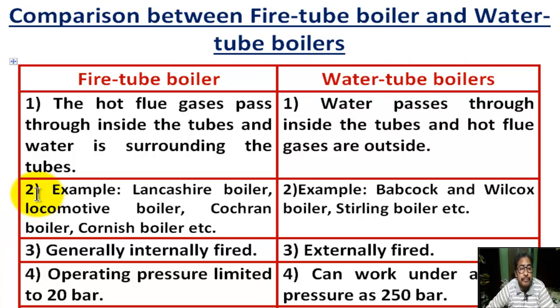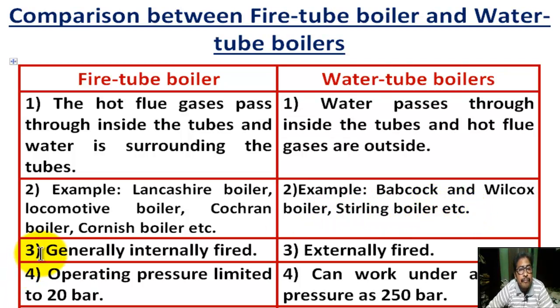Number 2, examples of fire tube boiler: Lancashire boiler, locomotive boiler, Cochran boiler, Cornish boiler, etc. Number 2, for water tube boiler, examples: Babcock and Wilcox boiler, Stirling boiler, etc.